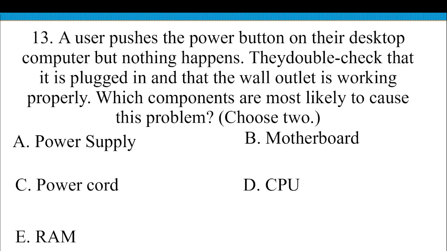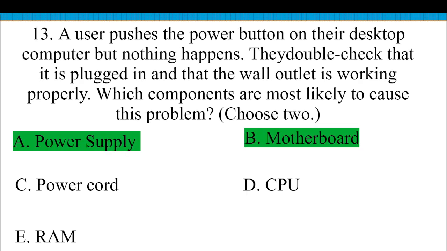Number 13. A user pushes the power button on their desktop computer but nothing happens. They double check that it is plugged in and that the wall outlet is working properly. Which components are most likely to cause this problem? Choose 2. A. Power supply. B. Motherboard. C. Power cord. D. CPU. And E. RAM. The 2 components that will cause this problem would be power supply and motherboard.